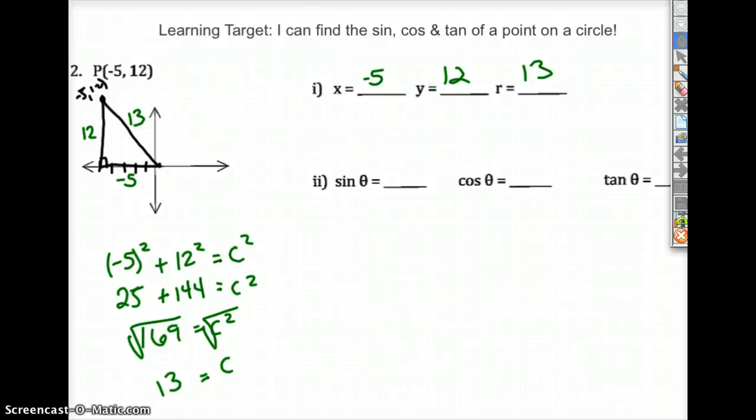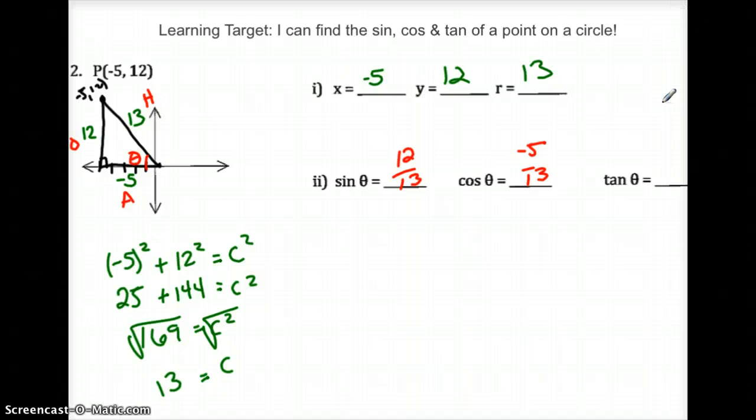Okay, so this is where theta is here at the origin, okay? So in respect to that theta, -5 is the adjacent side, 12 is opposite, and 13 is my hypotenuse. So again, SOHCAHTOA, O over H, 12/13, A over H, -5/13, and let's get that guy out of the way, O over A, -12/5.